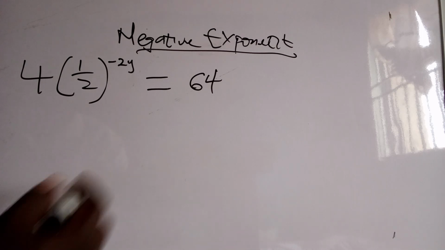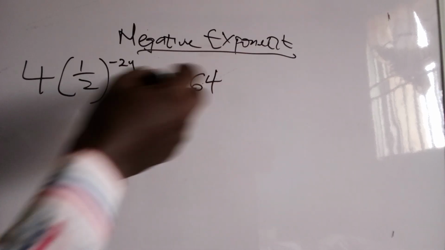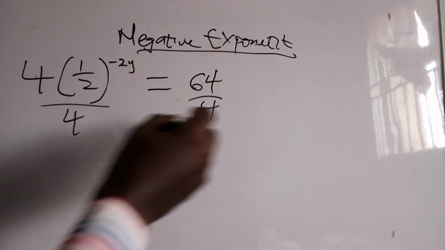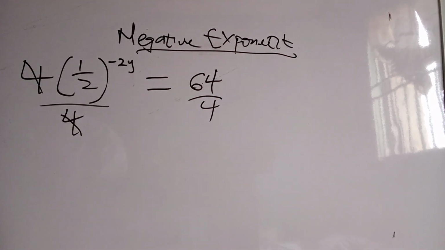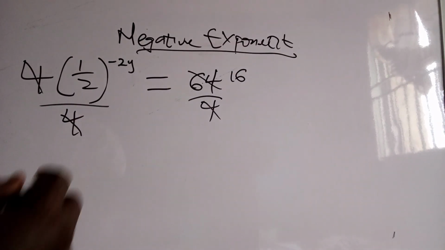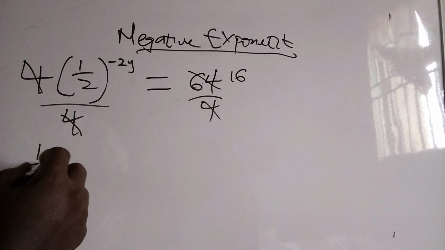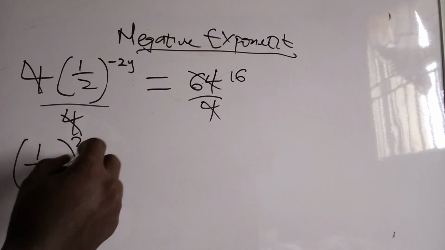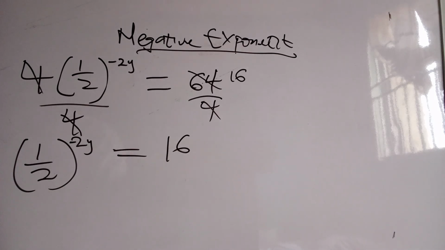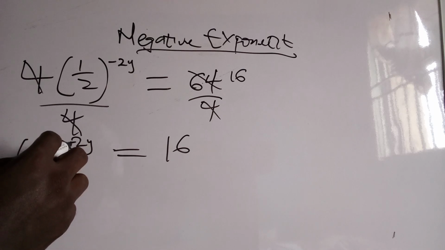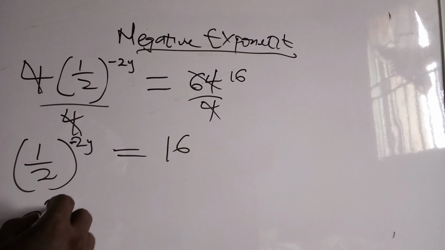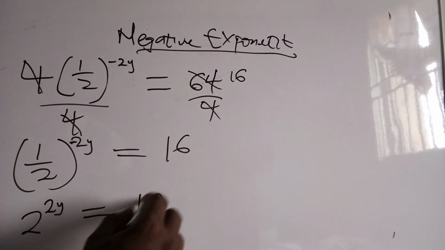So here we need to divide both sides by 4. When we divide both sides by 4, this one will cancel this, and this one will give us 16. So therefore we have 1 all over 2 raised to power minus 2y equals 16. So therefore this can also be written as 2 raised to power 2y equals 16.